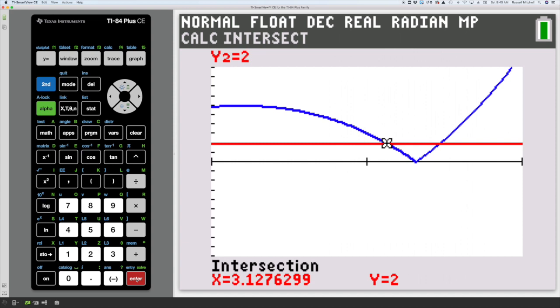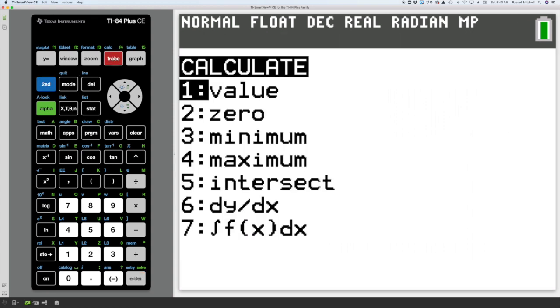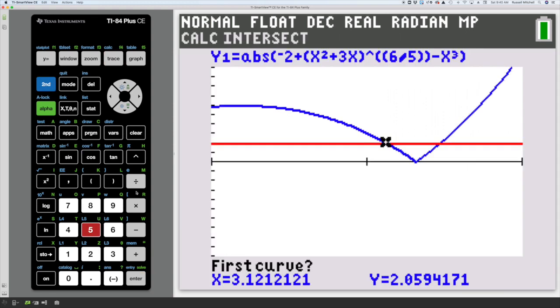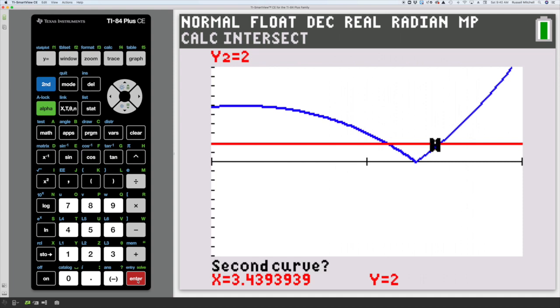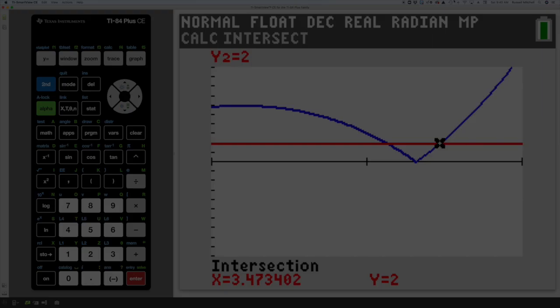All right, so we have 3.128, okay? So we're going to record that value, okay? And then we're going to go and do the other one, okay? All right, so let's go second. And you want to record this on your paper. I'm going to go back and record it, okay? And then second, trace for the calc menu again, and then number 5. And then we want to get this one right here. Okay, so I would just want to move closer to that one and just press enter, enter, and enter. And we get 3.473, okay? So I'm going to go back and I'm going to record this on our paper.